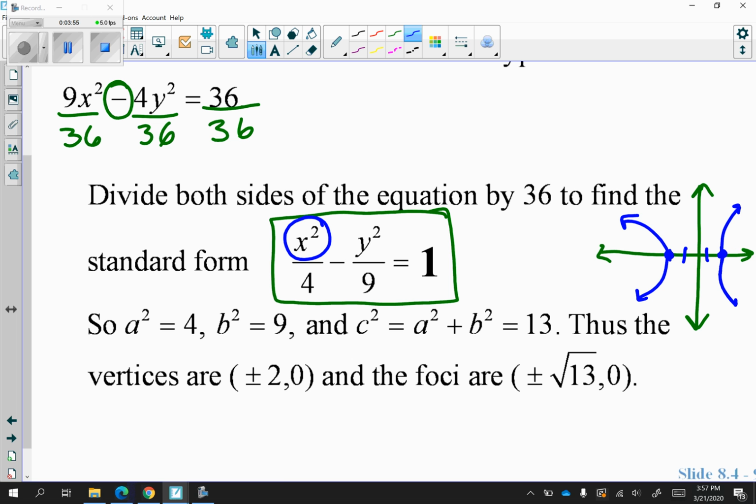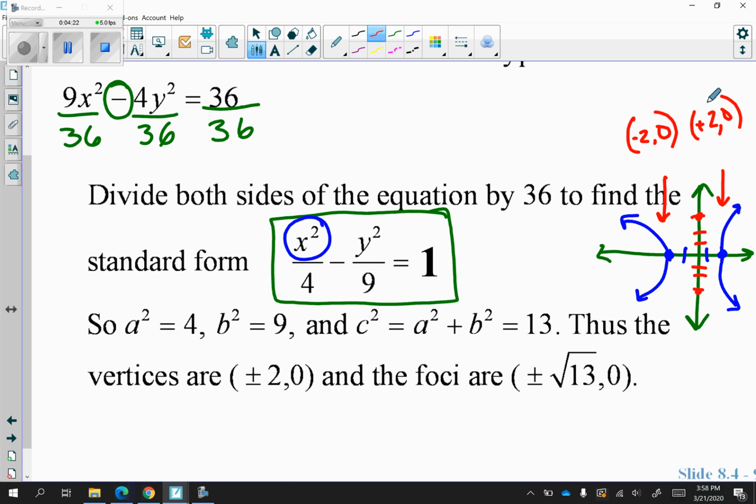Again, remember you take the square root of 4, which is 2, and the square root of 9, which is 3. So I'm also going to go up 1, 2, 3, plot, 1, 2, down, 1, 2, 3, plot. So I know my vertices are here and here. So I'm going to have 2 comma 0 and negative 2 comma 0, or vice versa, I should really put. It's positive.